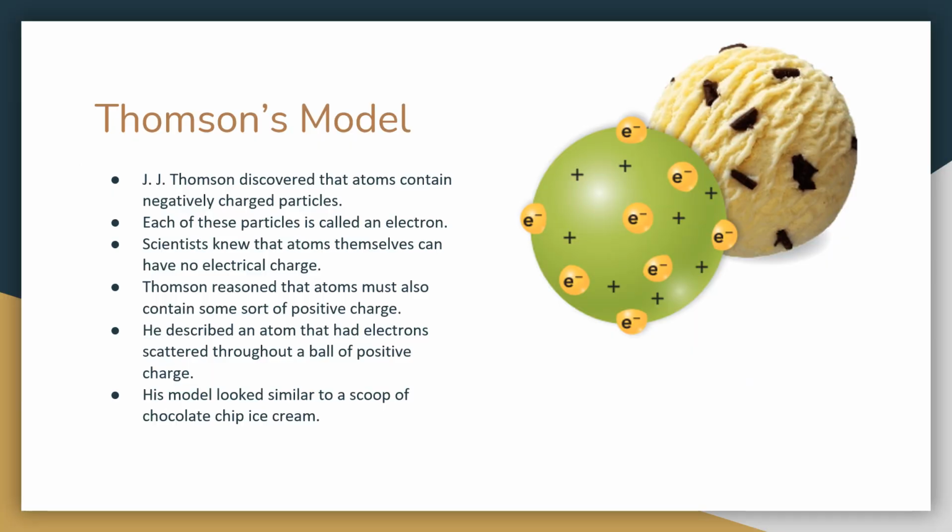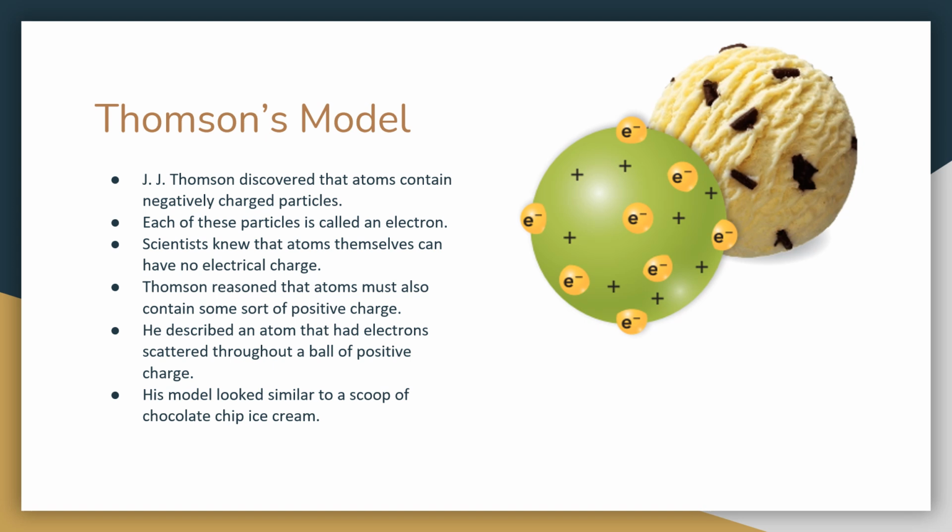Thomson's model. J.J. Thomson discovered that atoms contain negatively charged particles. Each of these particles is called an electron. Scientists knew that atoms themselves can have no electrical charge. Thomson reasoned that atoms must contain some sort of positive charge as well. So basically, because he found the negative charge and he knows that atoms have no charge, there has to be a positive charge to balance it out. He described an atom that had electrons scattered throughout a ball of positive charge.